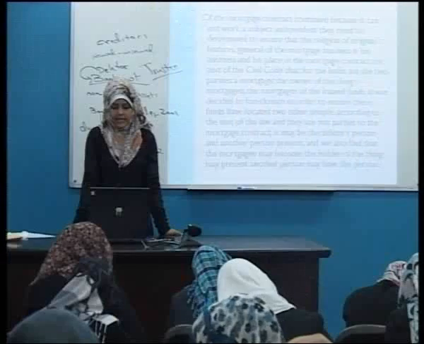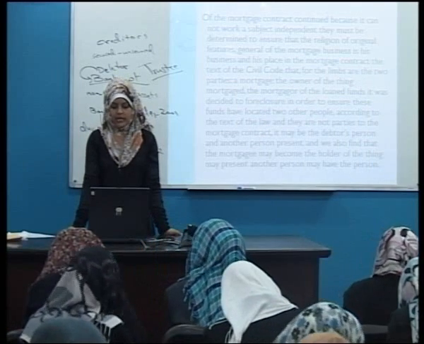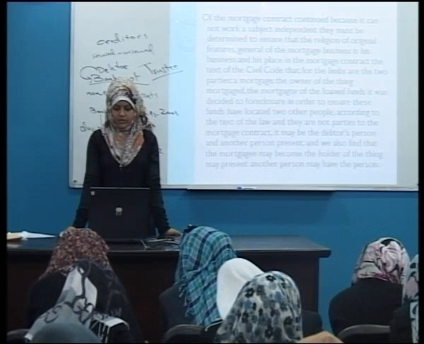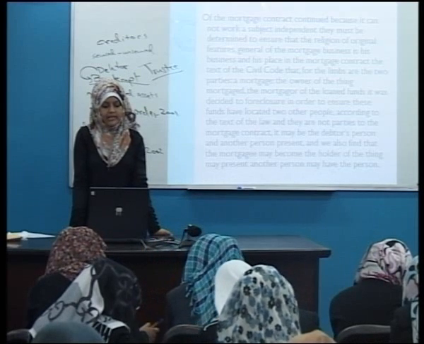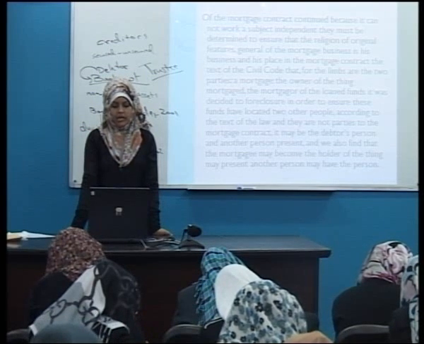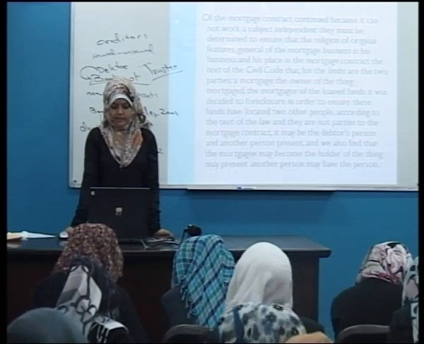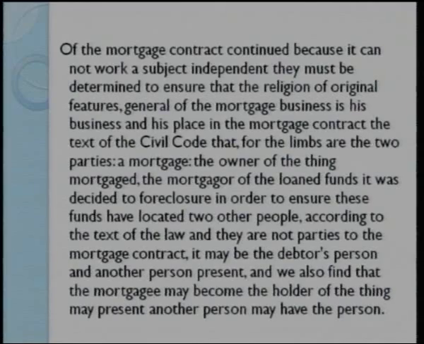The general rule of the mortgage business is in the text of the civil code, which gives the two parties: the mortgagor, the owner of the thing mortgaged, and the mortgagee, the lender of the loaned funds, who is entitled to foreclosure in order to ensure these funds. According to the text of the law, the parties to the mortgage contract may be the debtor in person, or the debtor and another person, and we also find that the mortgagee may be the holder of the thing, or another person.